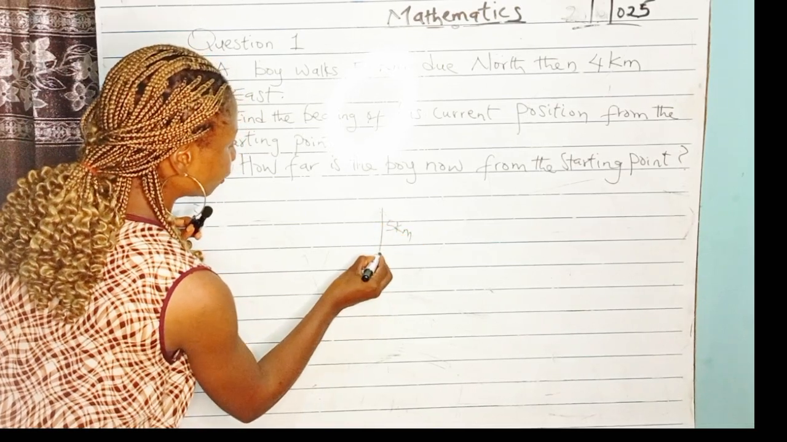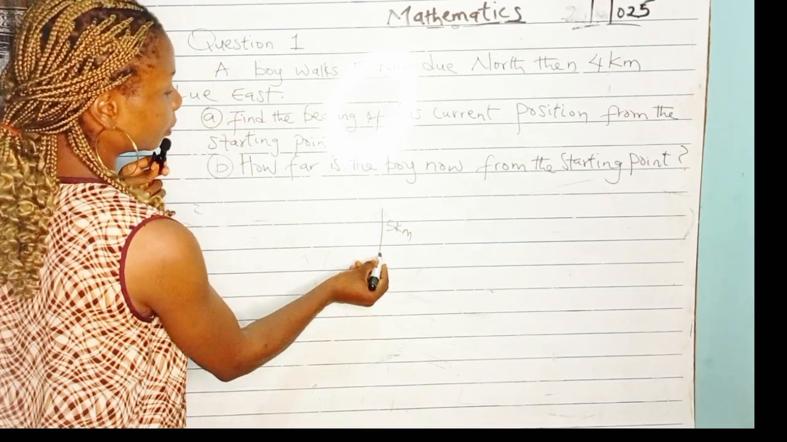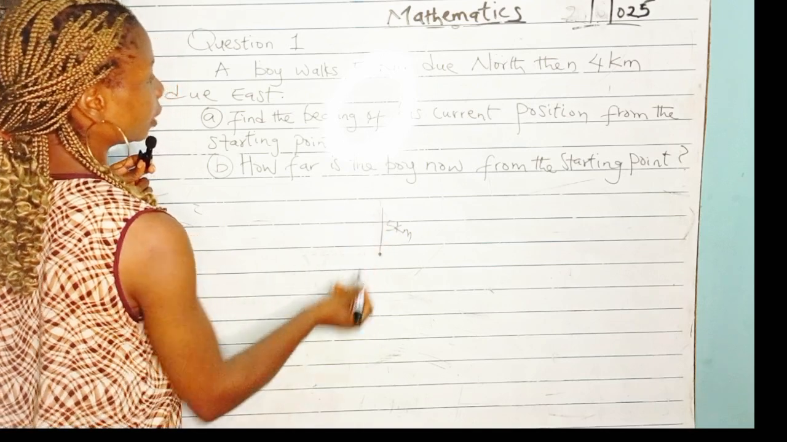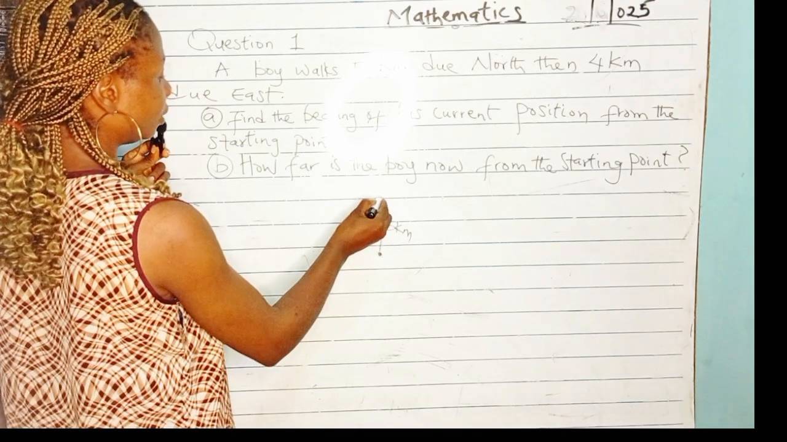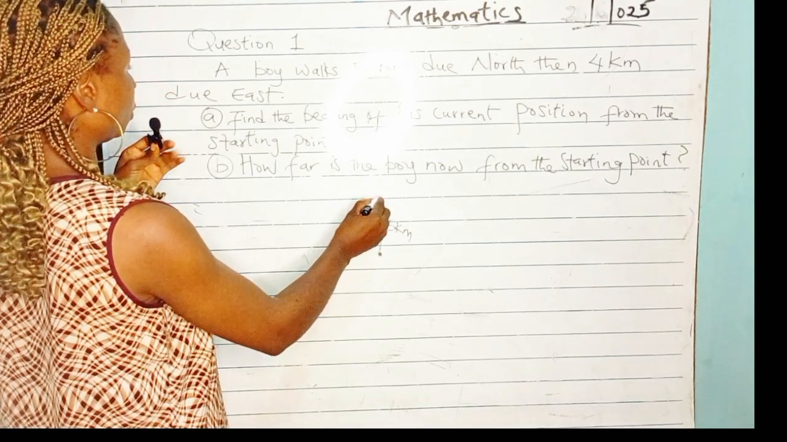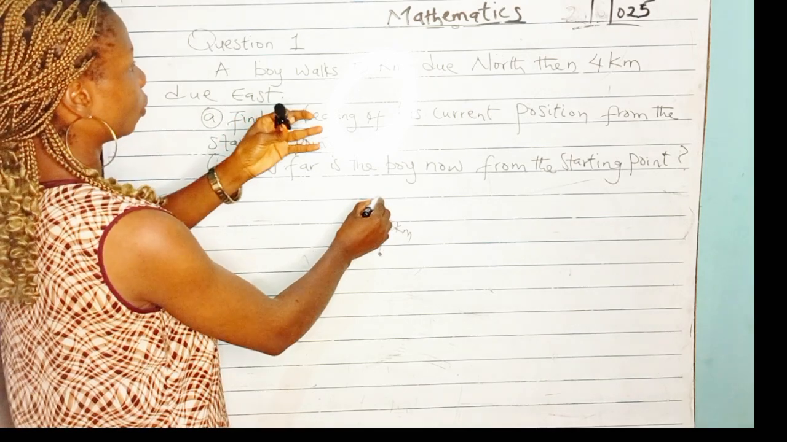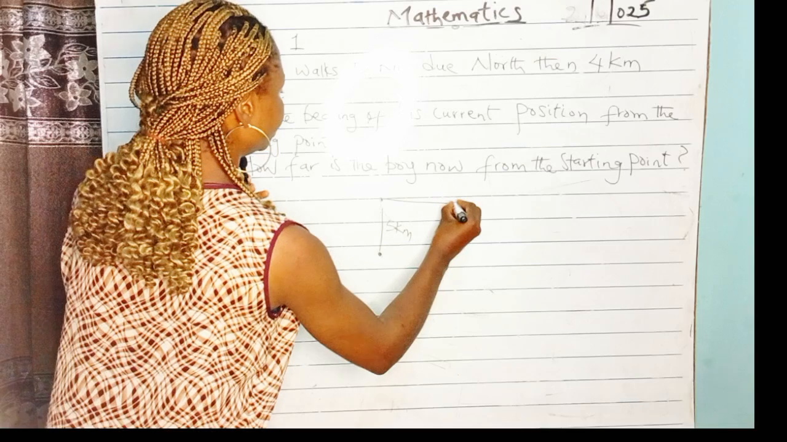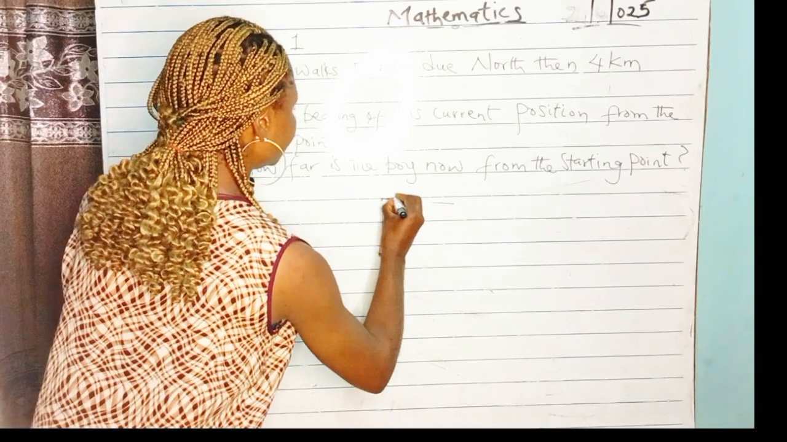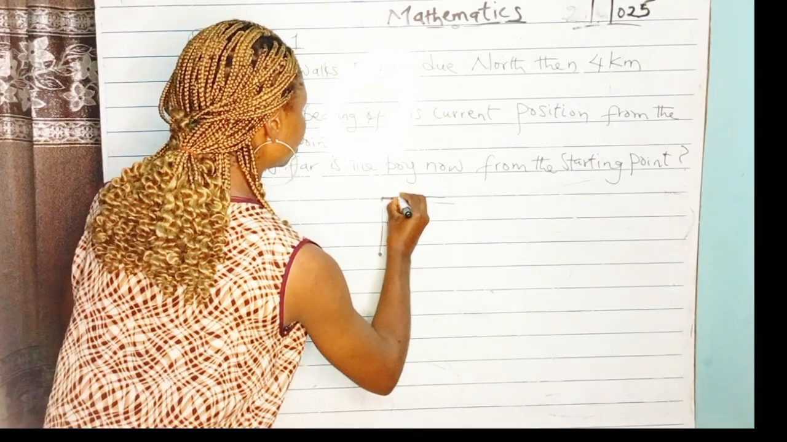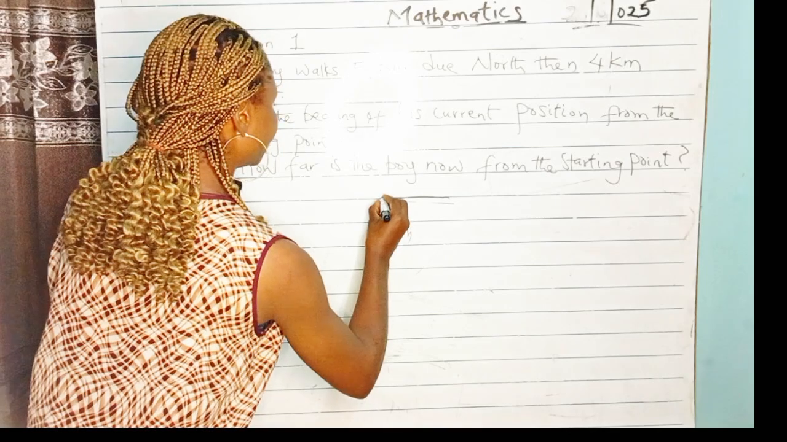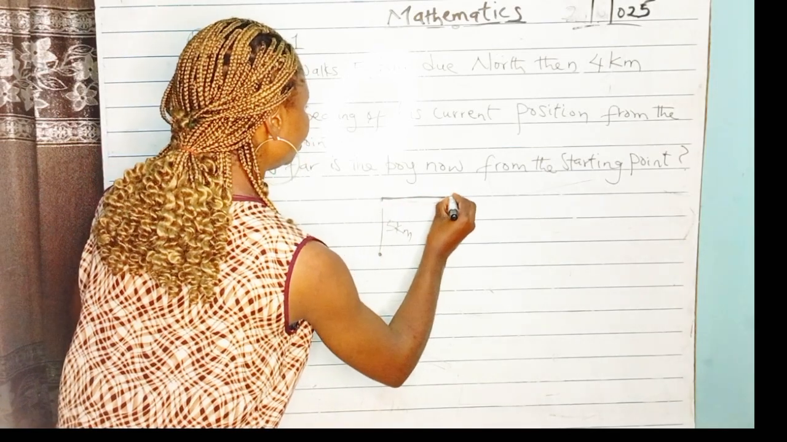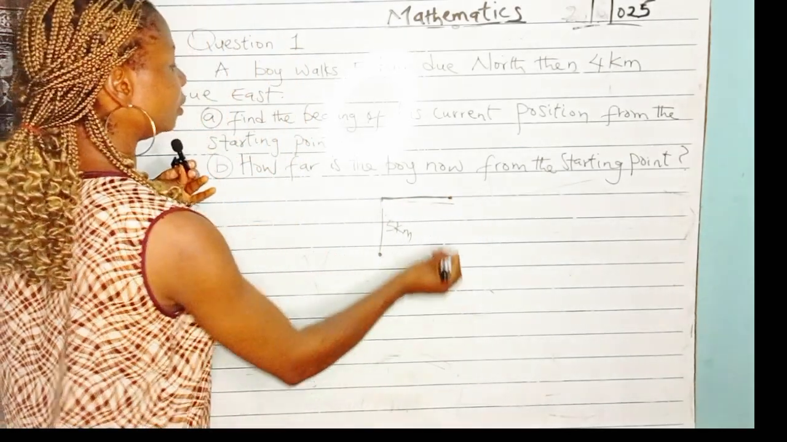This is the point from which he walked from, 5 kilometers due north. And at this point, which is 5 kilometers, he then walks 4 kilometers due east. Due east is a right angle triangle, making angle 90 degrees. Due east, this is his now current position.